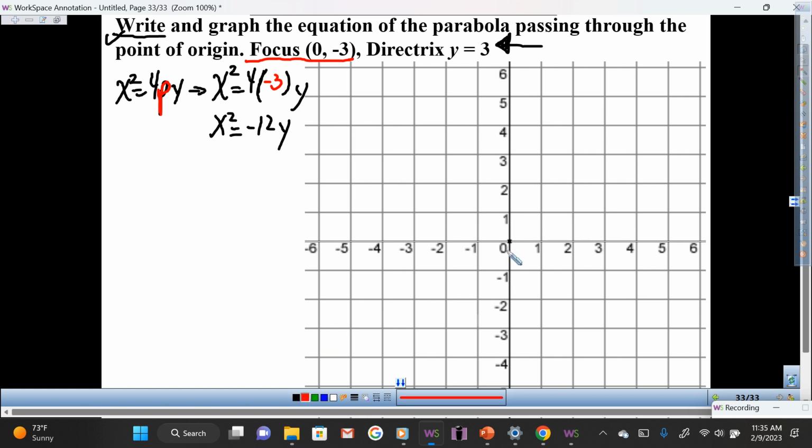Let's start graphing. Our focus is 0 of x and -3 of y, which is down here. Our directrix in blue goes through y equals 3, which is right there. And can everybody see the midpoint between these two? It's at where? At 0, 0. So do you know which direction you're going to open up that parabola, please? Yeah, it's going downward, yes? Okay, but we need a table.